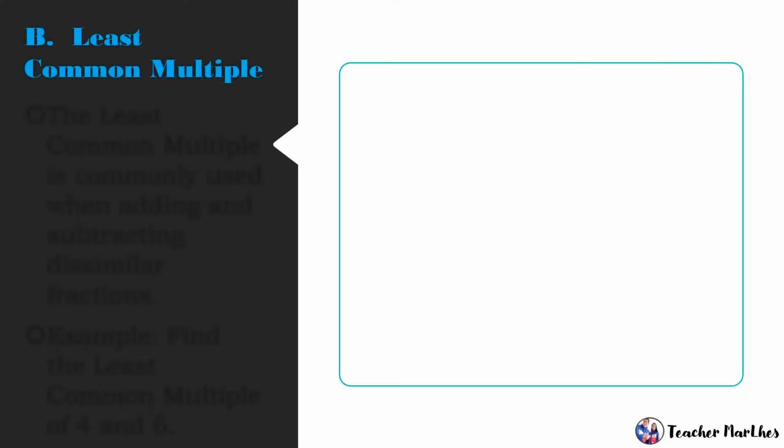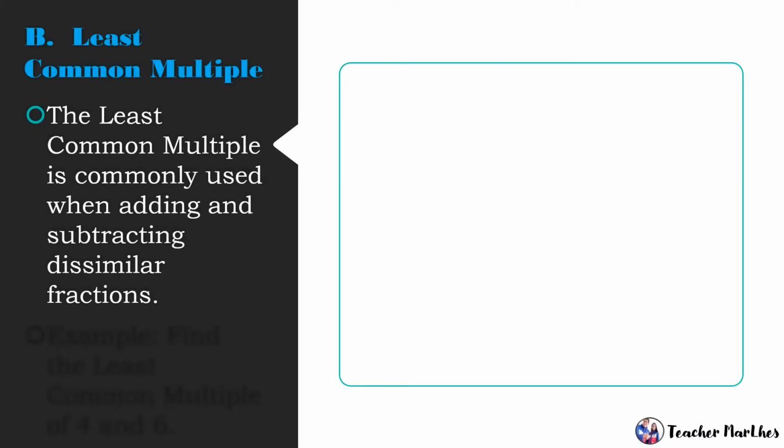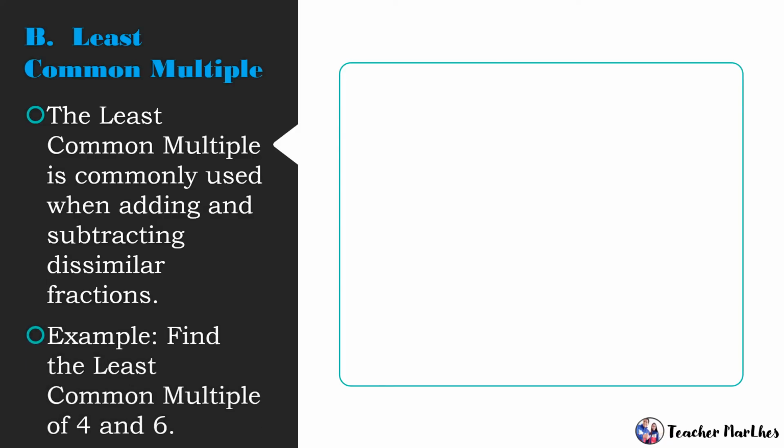Next, we have the least common multiple, or what we call the LCM. It is commonly used when adding and subtracting dissimilar fractions. So, ang GCF ay ginagamit kapag magre-reduce sa lowest term. Ang LCM naman ay ginagamit kapag mag-add and magsusubtract ng dissimilar fraction. So, example, find the least common multiple of 4 and 6.